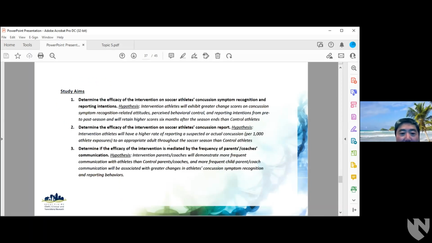So these are the 3 aims. The first aim is to determine the efficacy of the intervention on soccer athletes' concussion symptom recognition and reporting intention. The second one is to determine the efficacy of the intervention on soccer athletes' concussion reporting. Let me ask you one more question. Among these 3 aims, if you want to rate them as pragmatic or explanatory, what do you think? For aim 1, is it very pragmatic or explanatory?